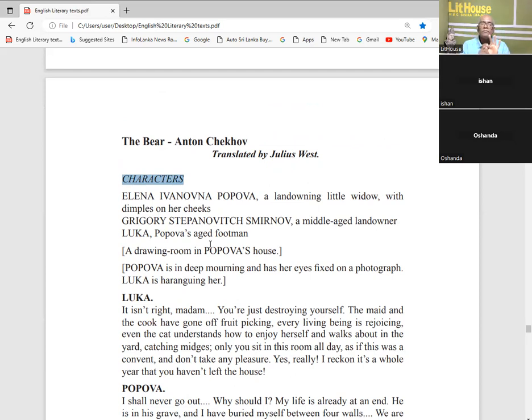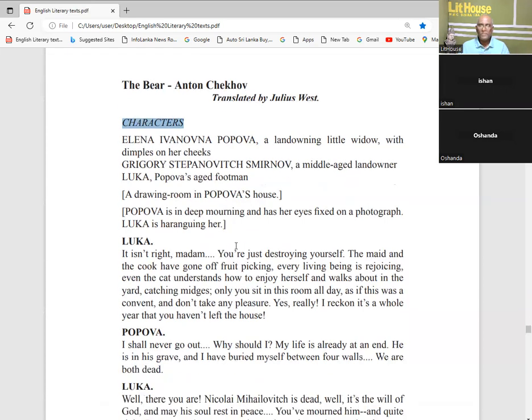Popova, Smirnov, Luka. Popova is a woman character. Smirnov and Luka are male characters. The story is woven, fabricated around these characters. There is another character, we don't find him as a living character, that is Popova's husband. He is not a living character. He is a dead man here.